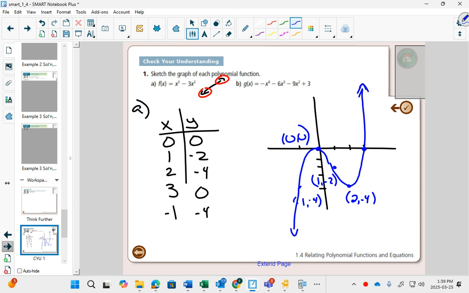I don't know that this is the smallest it ever gets. Is 2, -4 the local minimum? I don't know. It's just a point that I got. I've kind of made it look that way, but I'm not sure. If I plugged in 2.1, maybe it would go lower. Or maybe it got lower before 2. Maybe 1.9 is lower.